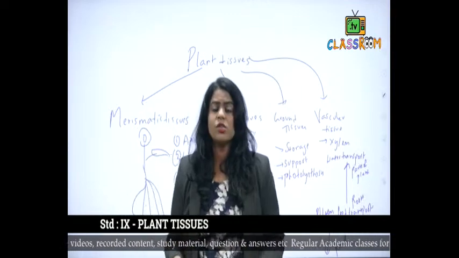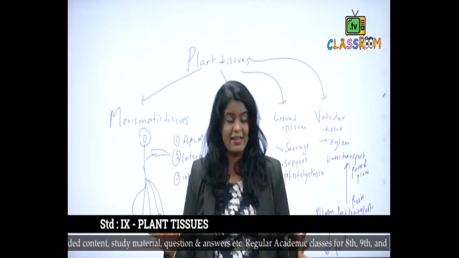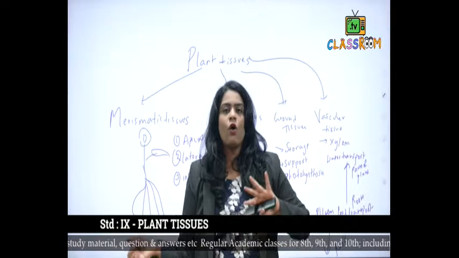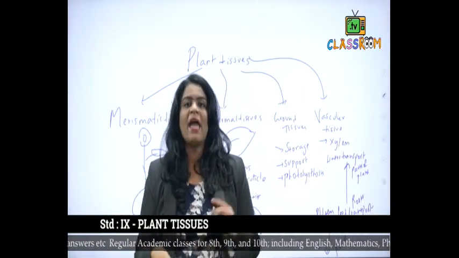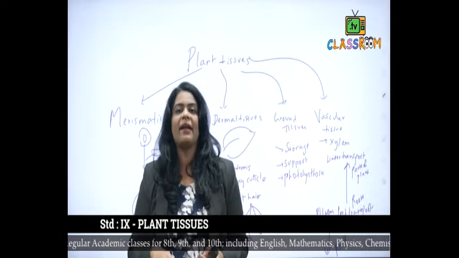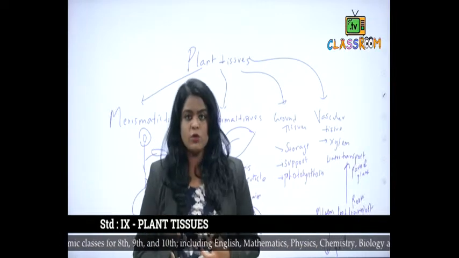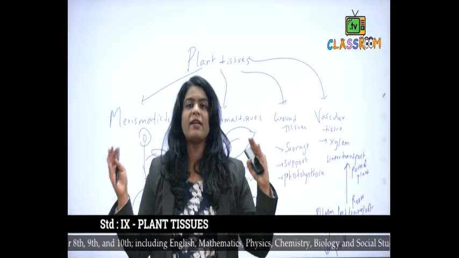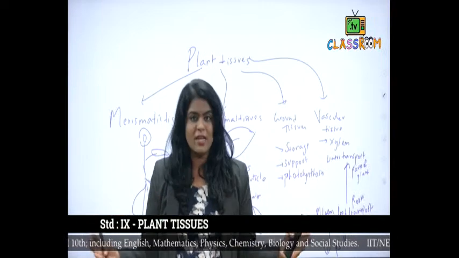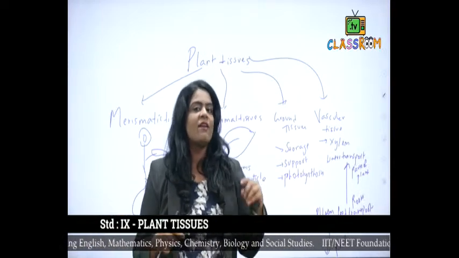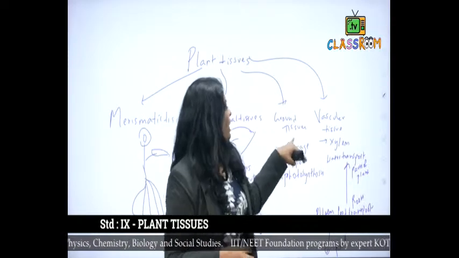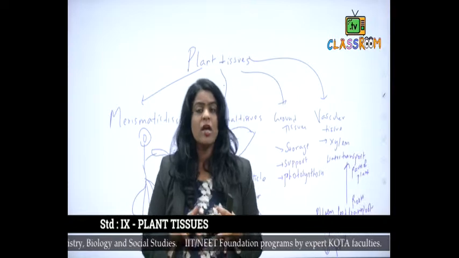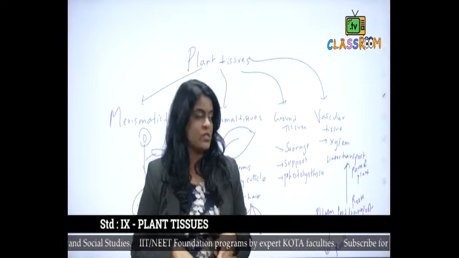And ground tissues are non-vascularized. So if someone asks you which one is the vascularized tissue and which one is the non-vascularized tissue, always remember that ground tissue is non-vascularized tissue, whereas xylem and phloem are vascularized tissue. So ground tissues help in storage, support and the process of photosynthesis.